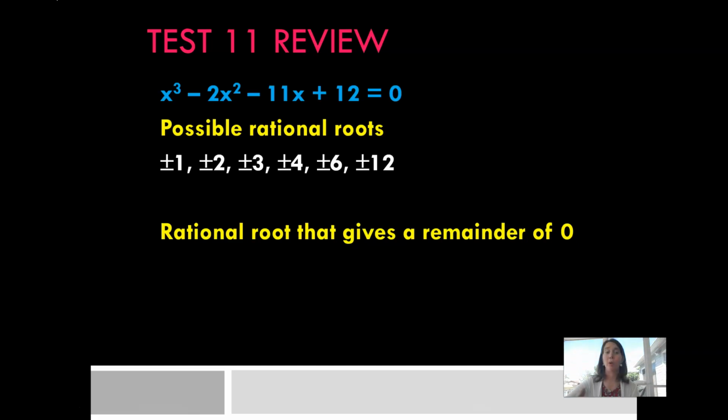So let's go ahead and start off with our positive 1. Hopefully that's the one that works. Otherwise, we have to do a lot of different steps here. So let's start with 1. 1 to the third is 1. 1 squared is 1, so times 2 is 2. So 1 minus 2 is negative 1.